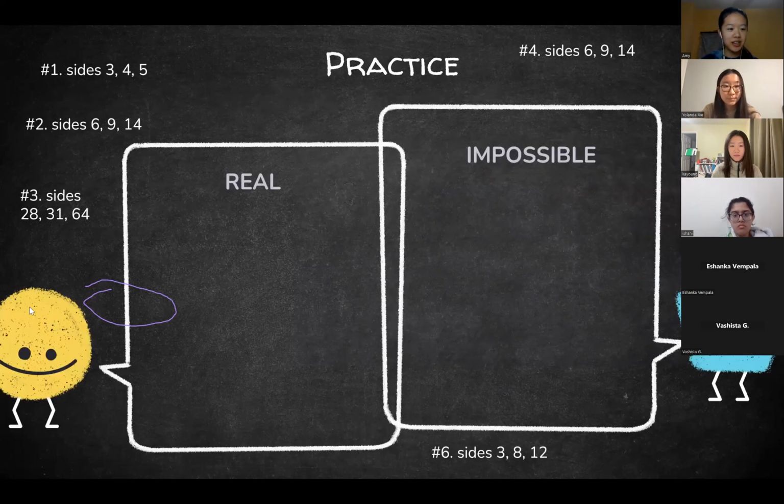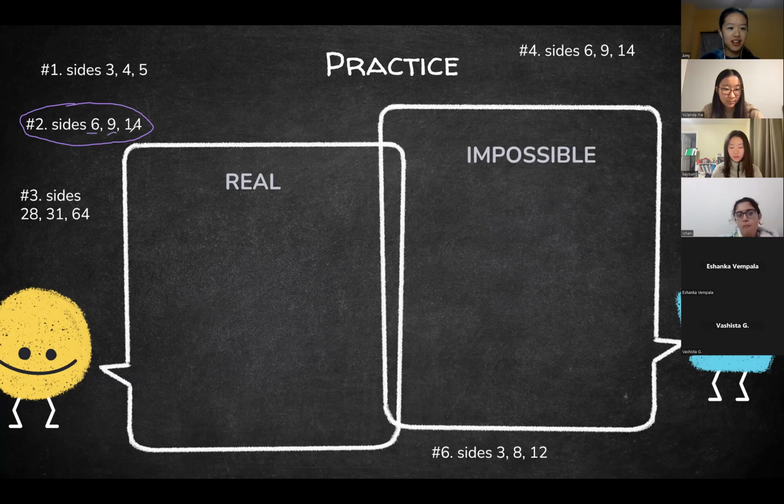Okay, so let's just do one or two of these. Let's do number 2, if that's a real or an impossible triangle. So it's a triangle with sides 6, 9, 14. Can you make a triangle with those side lengths, or is that impossible? So real or impossible for number 2.